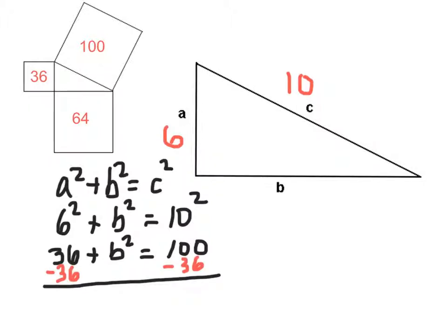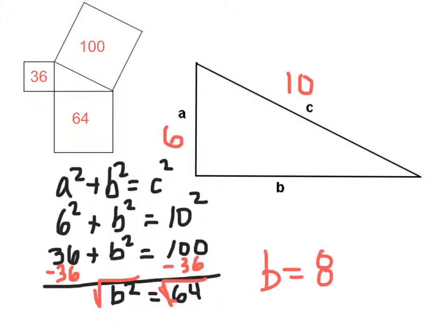When using the algebraic method steps, you can see that we're subtracting 36 on both sides. That will leave us with b squared on the left and 64 on the right. I don't want b squared, I want to know what side b is, so the way to eliminate that exponent of 2 is to do the square root. b equals 8.